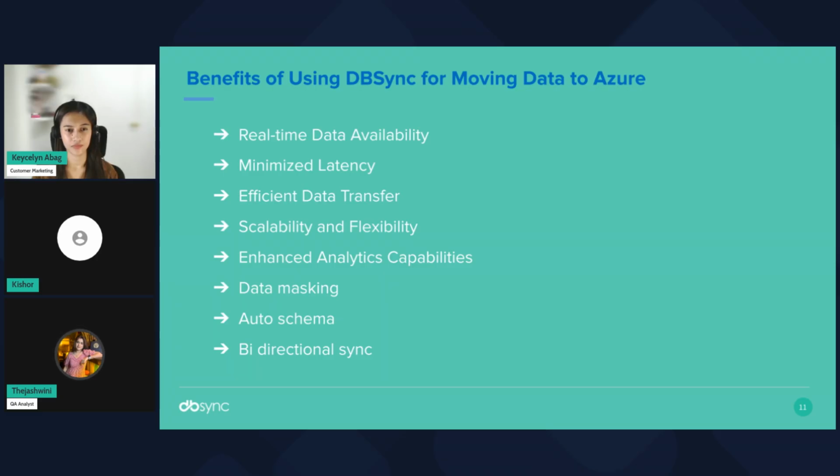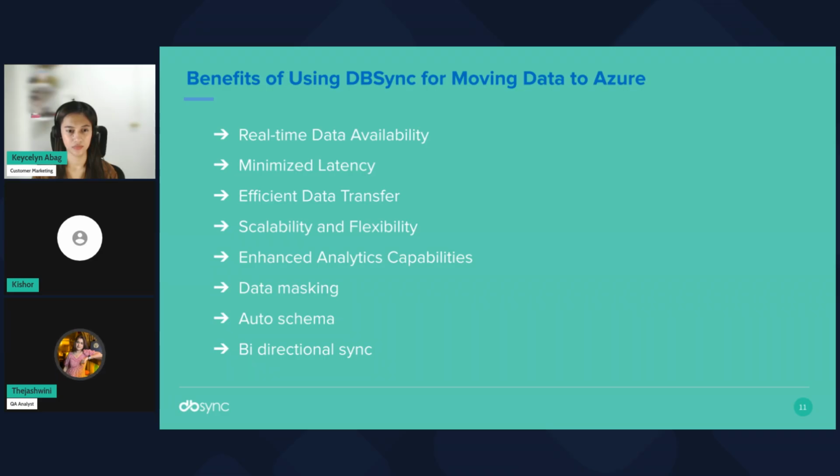And next is minimize latency. So in this era of business, even milliseconds can make all the difference. DBSync focuses on reducing delays in data transmission, ensuring the data is available with minimal lag. And then there is efficient data transfer. This involves optimizing the transfer of data between the systems, reducing the bandwidth, while also ensuring faster data transmission.